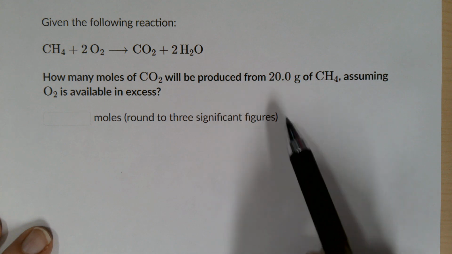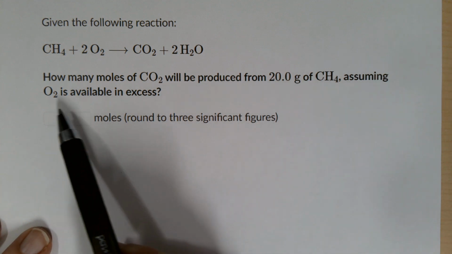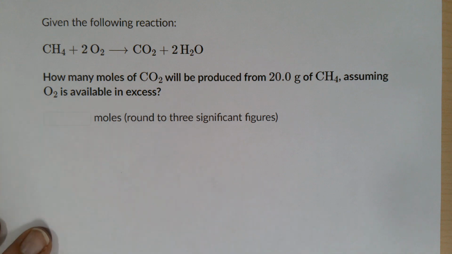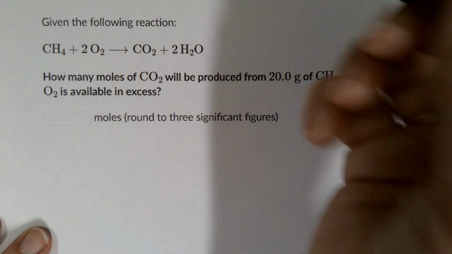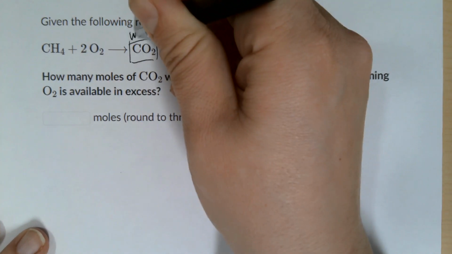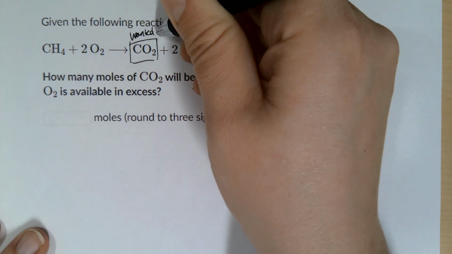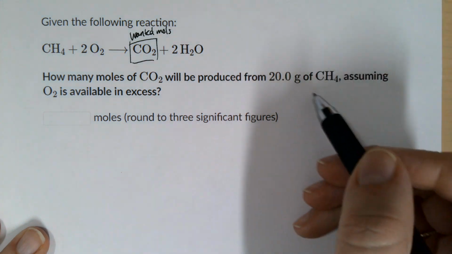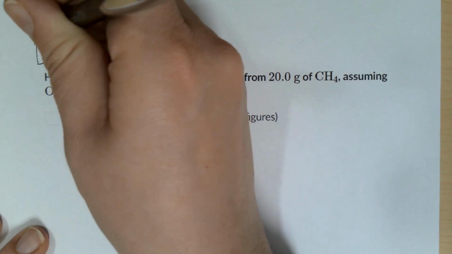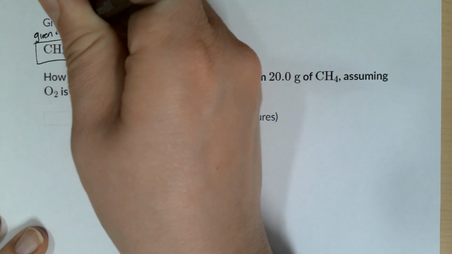Okay. Anytime you see something like this where it says assuming O2 is available in excess, that means that you don't even have to worry about calculating it because there's enough there. So we want to find CO2, wanted: moles. We are starting with 20 grams of CH4, given grams.